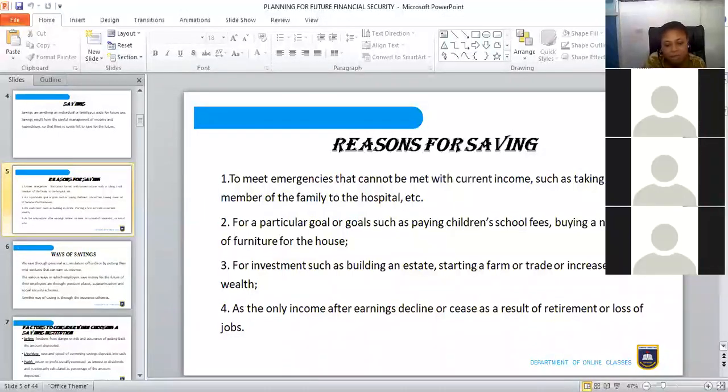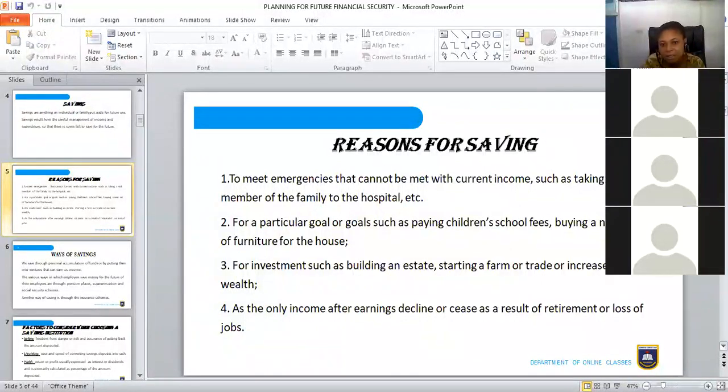So you can save and then you put the money into an investment fund. It's also a reason why somebody will save. Then we can also say that you save for when your only income from earnings declines or ceases as a result of retirement or loss of job. You need to save so that at the time when you can no longer work, you have something to depend on. That is when you go on retirement or when you lose your job, you have something.